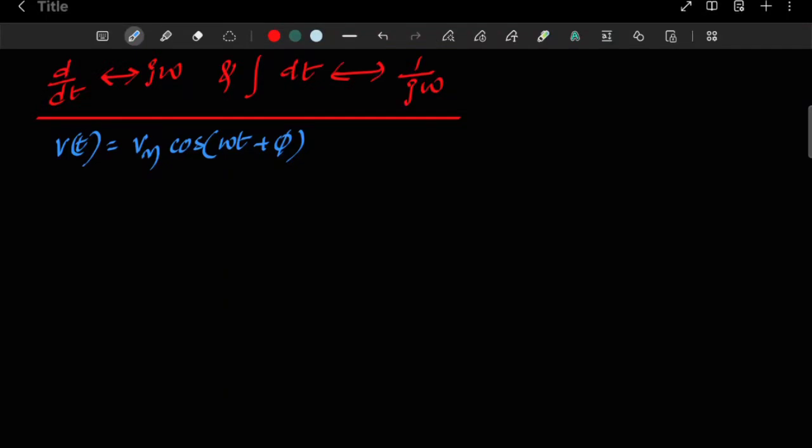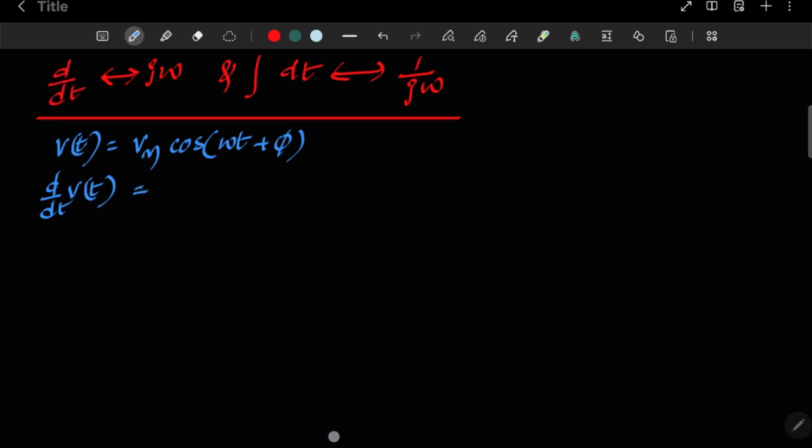In this video, we will see how we can write a derivative with respect to time as j omega, and integration with respect to t as 1 by j omega. So we'll consider v of t equal to Vm cos of omega t plus phi. As we are interested in the derivative, I am just performing d by dt of v of t.